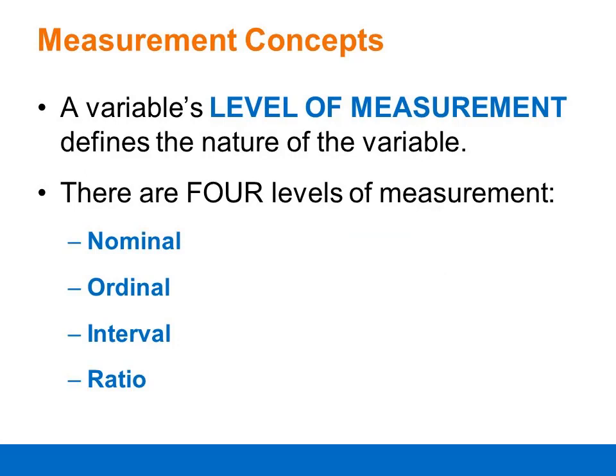One very important thing to know for this statistics course is that variables have characteristics. A variable's level of measurement defines the nature of that variable and determines what statistical methods can be used to analyze the variable. There are 4 levels of measurement: nominal, ordinal, interval, and ratio. Let's review each of these.